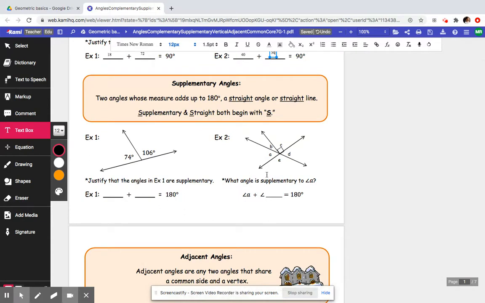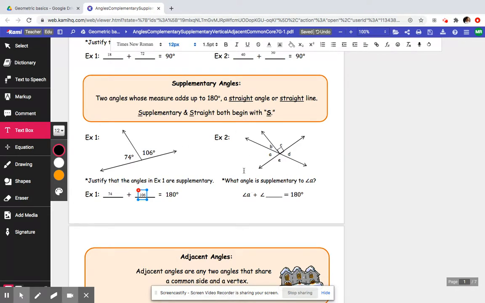Let's go down to supplementary. Supplementary angles are two angles whose measures add up to 180 degrees, a straight angle or a straight line. A good way to remember supplementary is that supplementary and straight both begin with S. So supplementary, straight, it creates 180 degrees. Let's look at example 1. We know that 74 plus 106 equals 180. So therefore, it is supplementary.